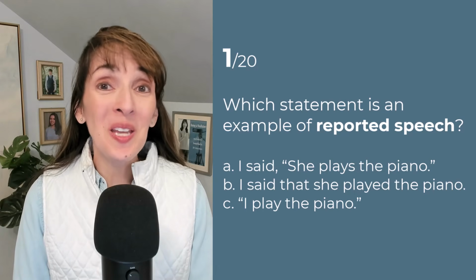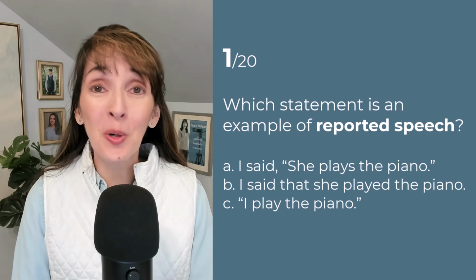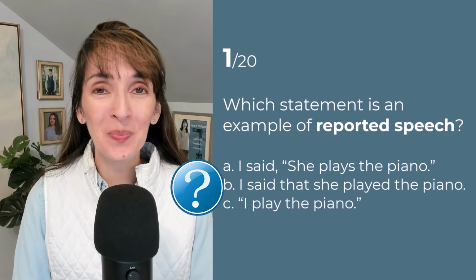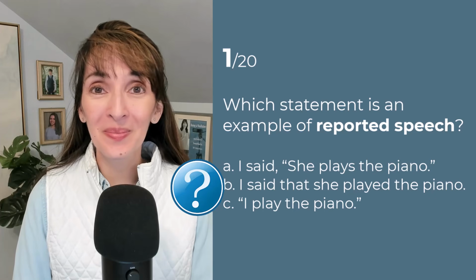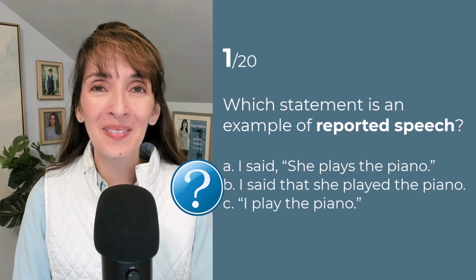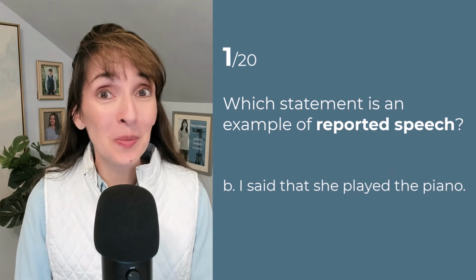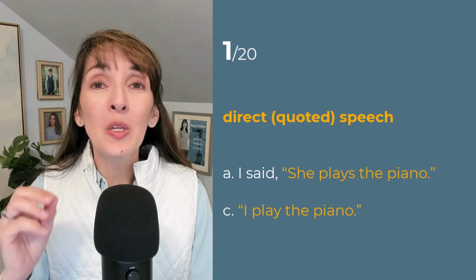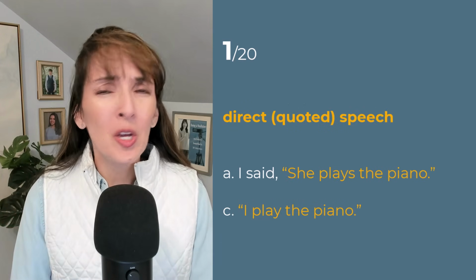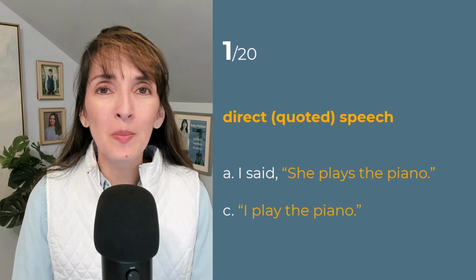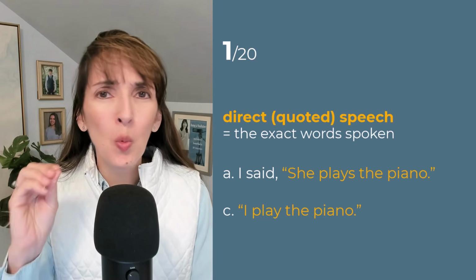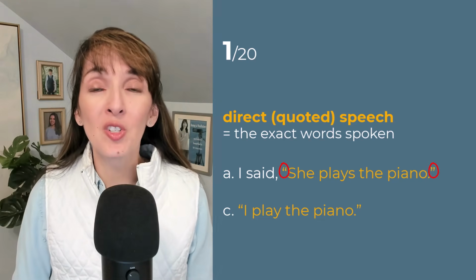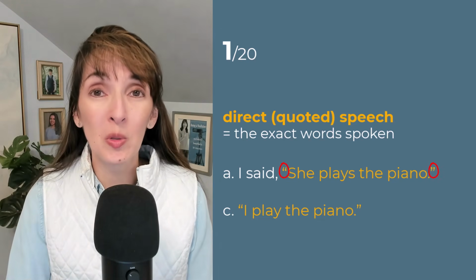1. Which statement is an example of reported speech? A, B, or C? The answer is B. Why? A and C use direct speech. Direct speech or quoted speech shows the exact words spoken by someone. We use quotation marks to show it's a direct quote.